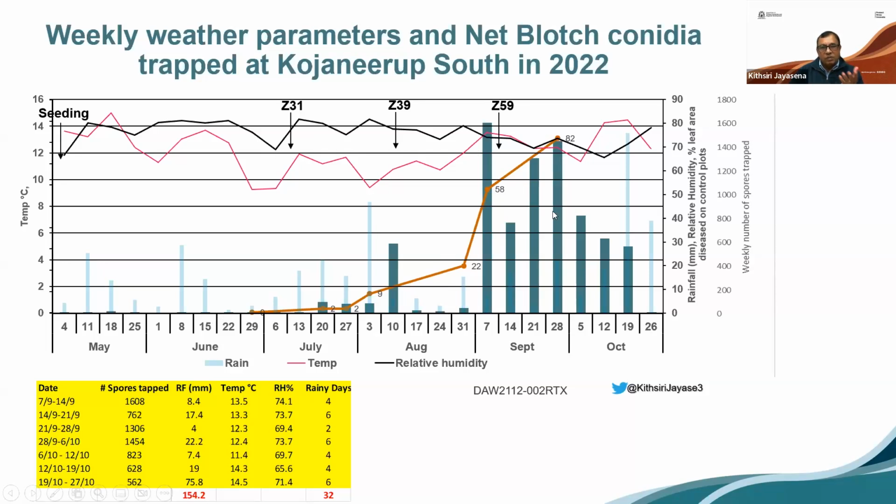These observations we have already discussed in the crop updates. So in September to October, we had 154 millimeters of rain, with frequent rain events over 32 days, and leaf wetness was there. The temperature within that time was 12 to 14 degrees, highly favorable, and relative humidity was about 70 to 75%.